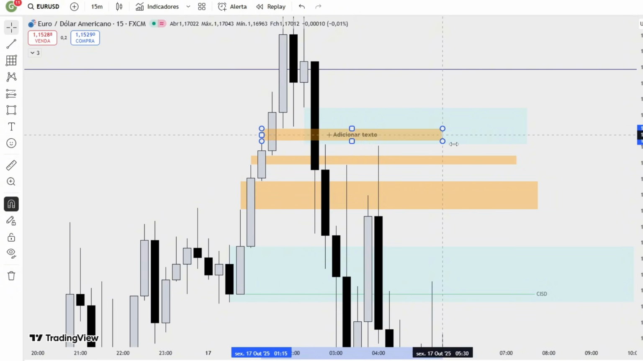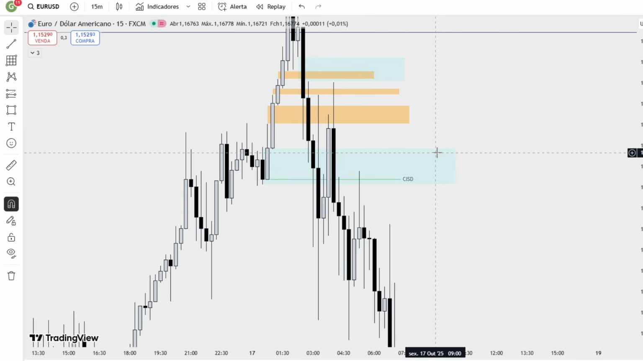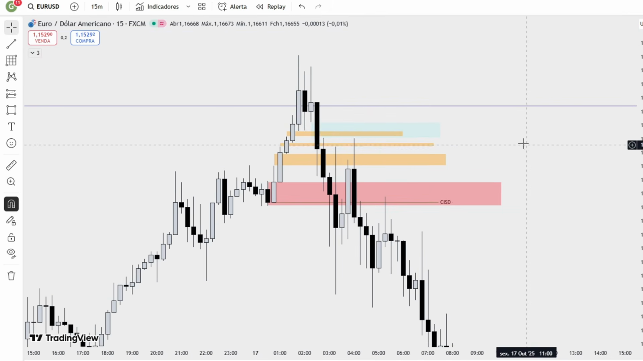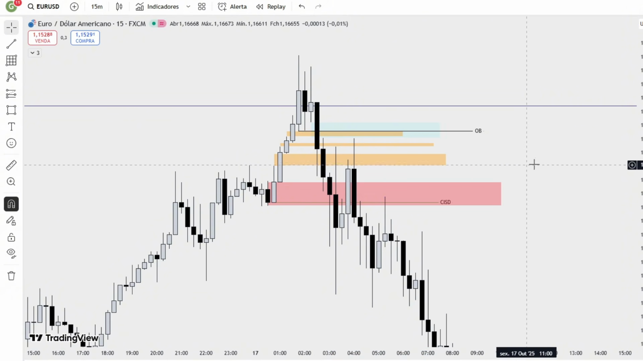You gotta look for your entries, right? So in this scenario, you have several things to work with. You have this fair value gap. You have three inverse fair value gaps. You have this order block. The price didn't hit this order block right here, right? You have the order block as well.